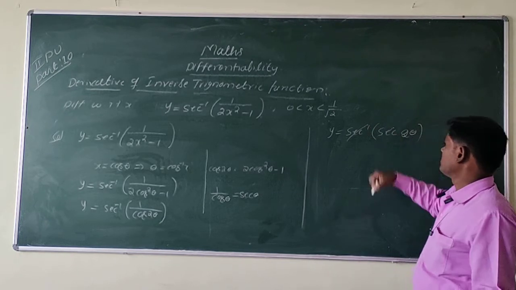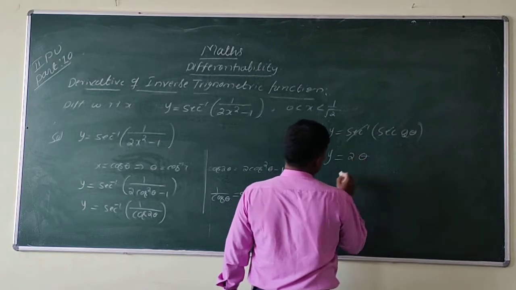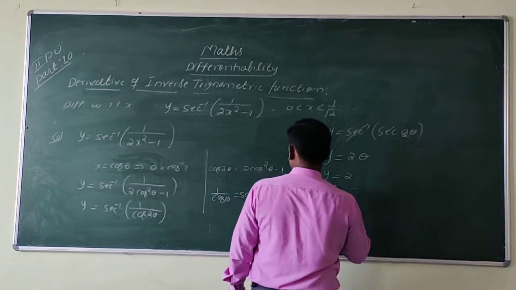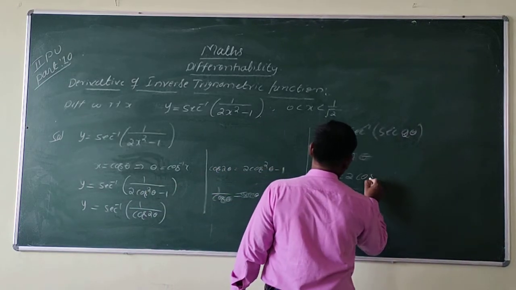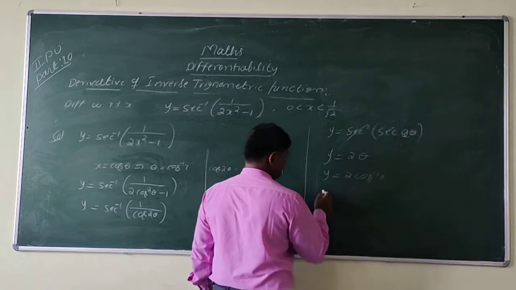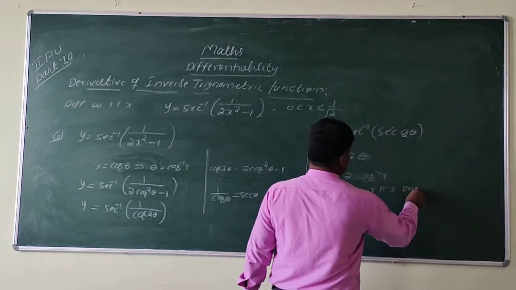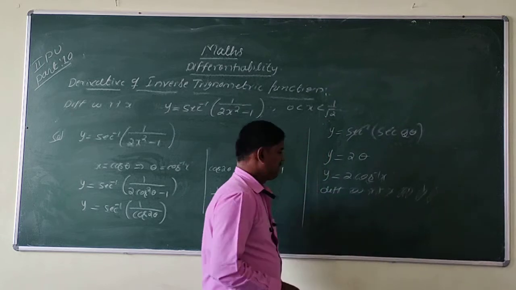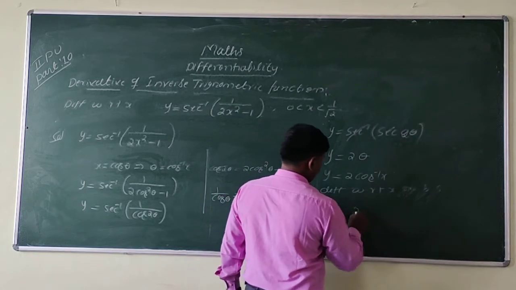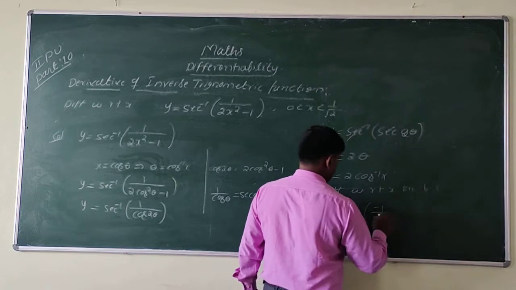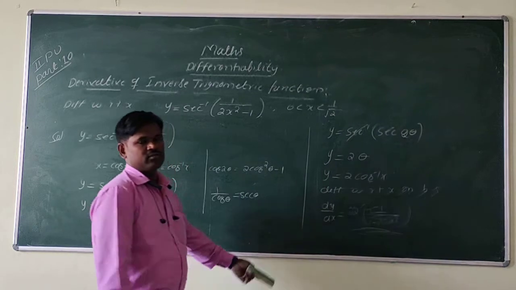Therefore these two terms vanish, and we are left with y is equal to 2 theta. So y is equal to 2 into theta, where theta is equal to cos inverse of x. Now we are going to differentiate with respect to x on both sides. Then dy by dx is equal to 2 into minus 1 by root of 1 minus x square. Therefore this is the derivative of the given function.